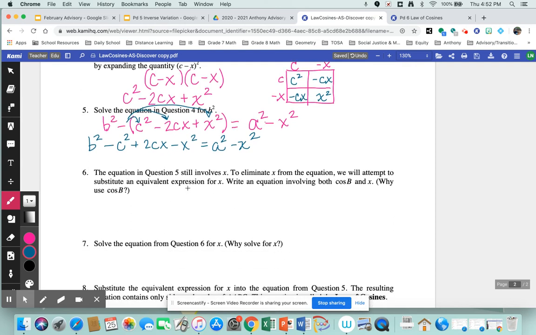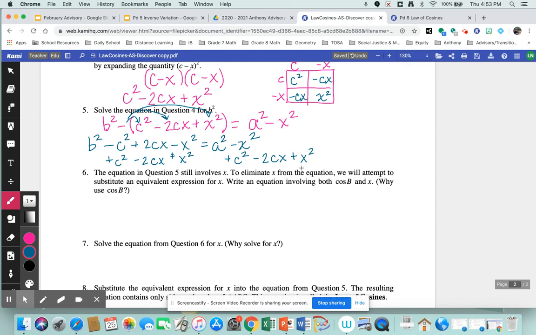So now it's told me that I need to solve for b squared. I'm afraid I'm going to run out of room. I'm going to add x squared to both sides. I'm going to add c squared to both sides. And I'm going to subtract 2cx. So over here, I'm going to add c squared, same thing I did on the other side. I'm going to subtract 2cx, and I'm going to add x squared.